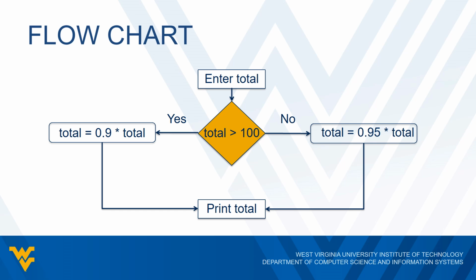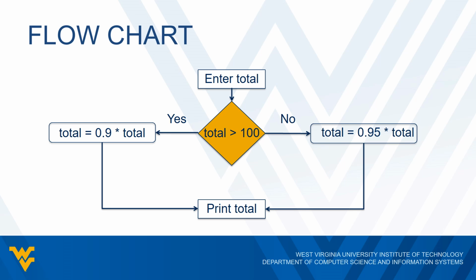To help illustrate this policy, we have another flow chart that explains the thought process. So we're still going to enter our total from the top, and we're going to ask ourselves, is the total greater than 100? If the answer is yes, then we need to have a 10% discount. So we'll take our total and multiply it by 0.9. That's the same thing as saying get 90% of that value, which means we're taking 10% off.